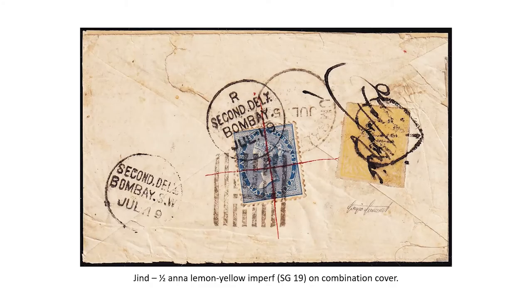So this is a letter going from Jind state to Bombay, and hence it has the half anna stamp to pay for the imperial letter rate from Jind state to Bombay. The heart-shaped cancel was the only cancel that Jind state used to cancel their stamps.